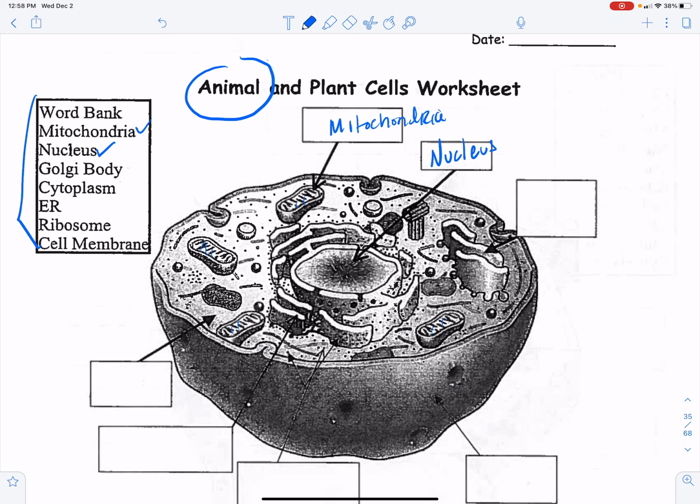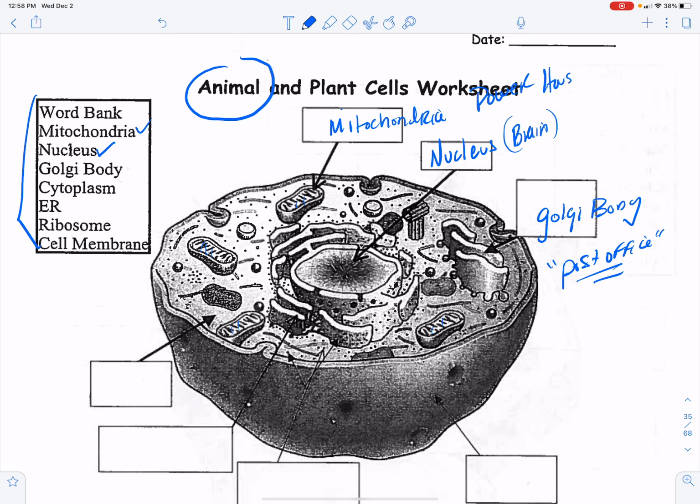This is called the Golgi body. The Golgi body is like the post office. Post office delivers and ships things. That's what they're going to do. This guy is like the brain of the cell, has all the instructions. Mitochondria, they call it the powerhouse of the cell. What's it do? It makes energy.